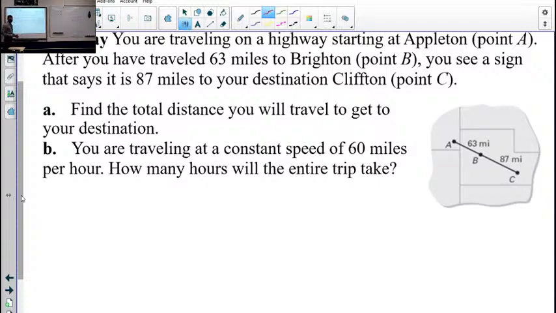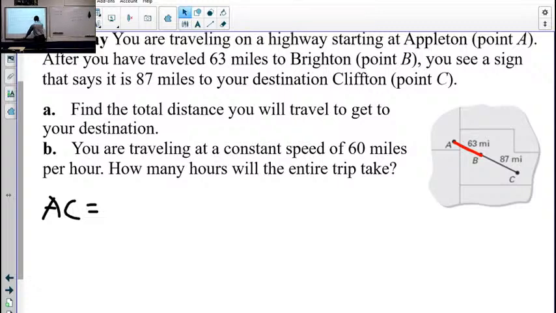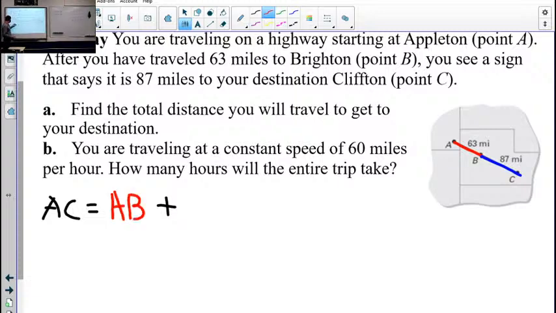Okay, so this is the very bare bones idea of segment addition postulate that we talked about. We want the total distance to travel to get to your destination. So we want from the start, point A, all the way to where we end, point C. To get that distance, we don't have the whole distance, but we do have the pieces. We have A to B, and we have B to C. So all we need to do is take the pieces of the distance that we have and add them together. We've got the distance from A to B, and we want to add the distance from B to C. That's what the segment addition postulate says we can do.